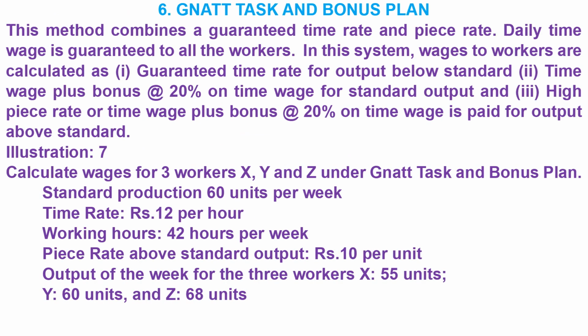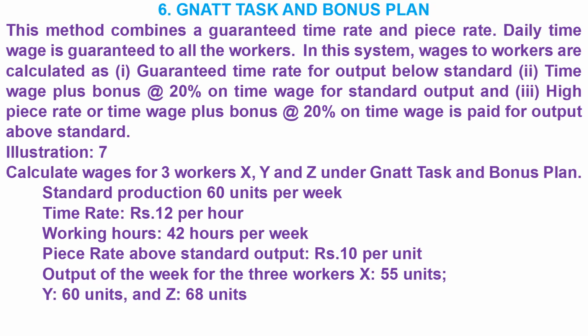6. Gantt task and bonus plan. This method combines a guaranteed time rate and piece rate. Daily time wage is guaranteed to all the workers. In this system, wages to workers are calculated as: 1. Guaranteed time rate for output below standard; 2. Time wage plus bonus at 20% on time wage for standard output; and 3. High piece rate or time wage plus bonus at 20% on time wage is paid for output above standard.